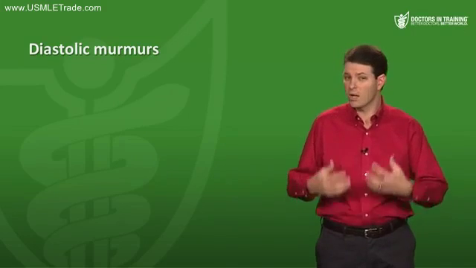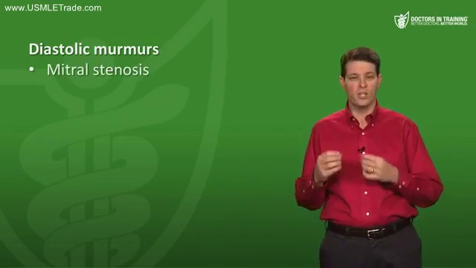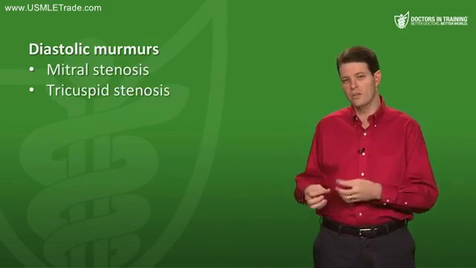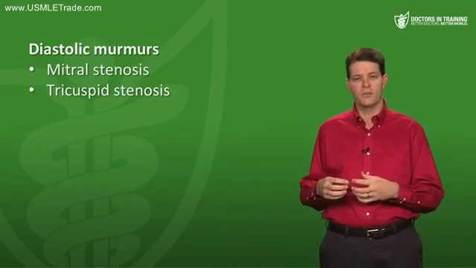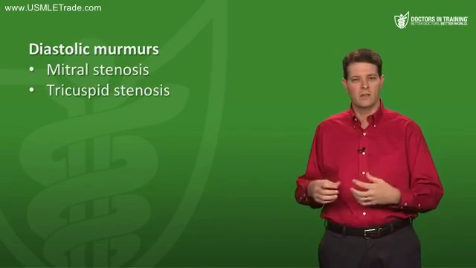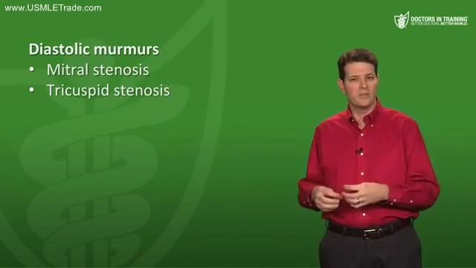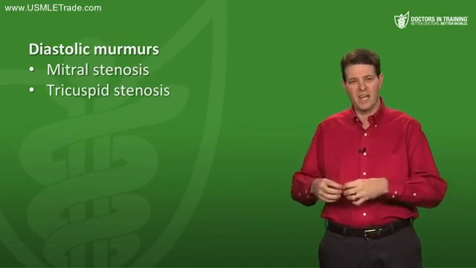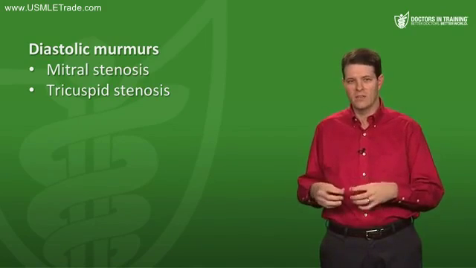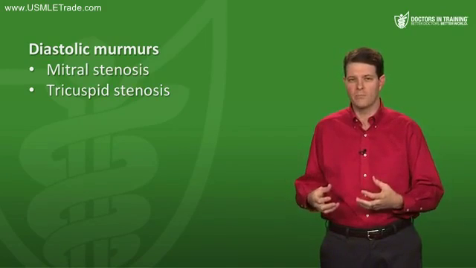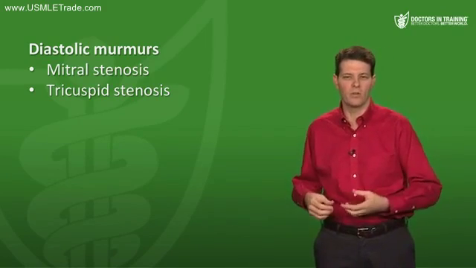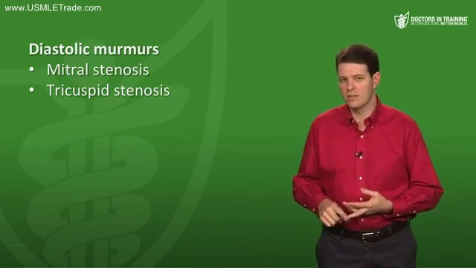So what's going on in the heart during diastole? Well, you're filling your ventricles. So which valves are open? Well, the mitral valve and the tricuspid valve should both be open during diastole. So what are your diastolic heart murmurs? Well, if you have stenosis of the mitral valve or stenosis of the tricuspid valve, that's going to produce a murmur during diastole. So the blood moving from the atria to the ventricles can't get through those stenotic, narrowed valves very easily, so there's turbulent flow and a murmur. So those are examples of diastolic murmurs, mitral and tricuspid stenosis.